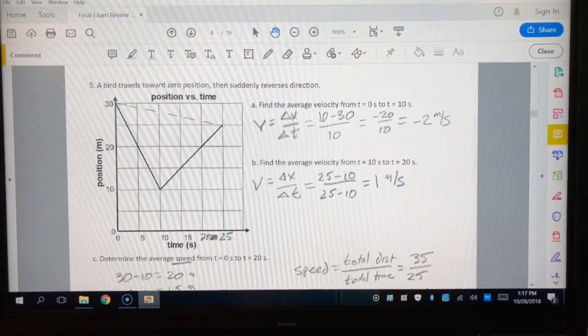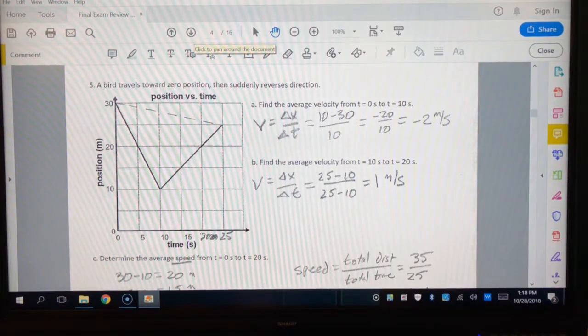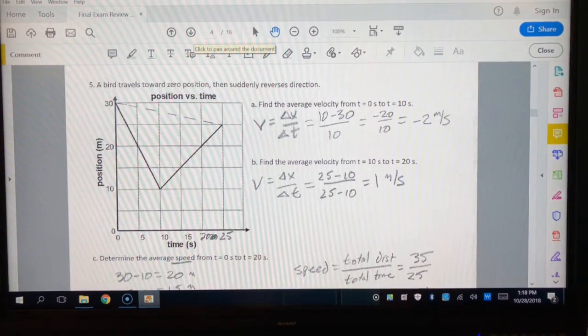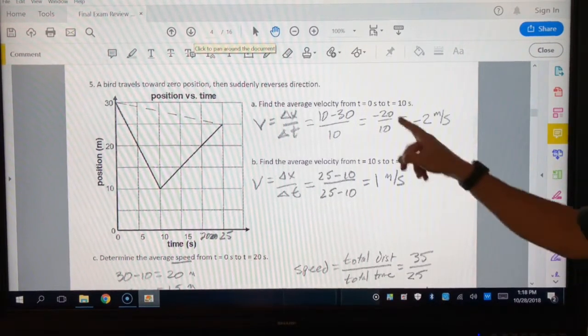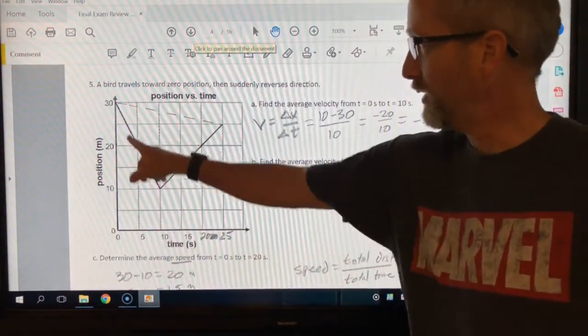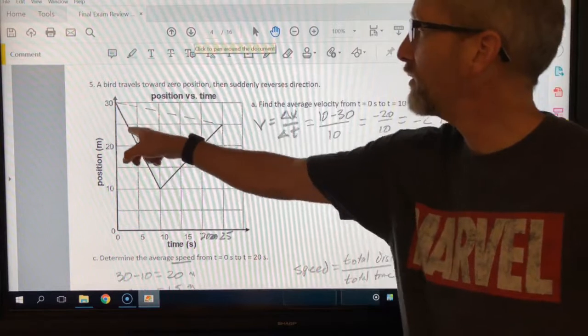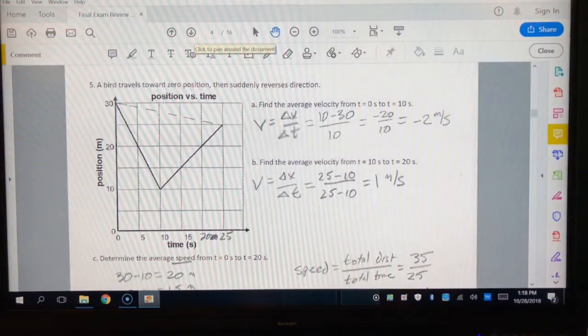A bird travels towards 0 position and suddenly reverses direction. They want us to find the average velocity again. So remember, average velocity is going to be the slope of the position versus time graph. And they want us to do it from 0 to 10 seconds. So from here to here, we just need the slope of this line. Notice that it is negative, and it is -2.